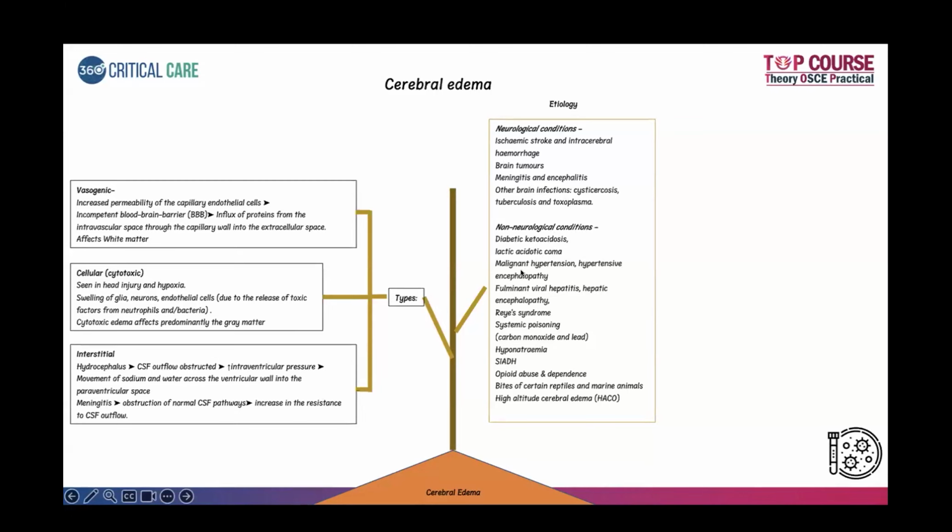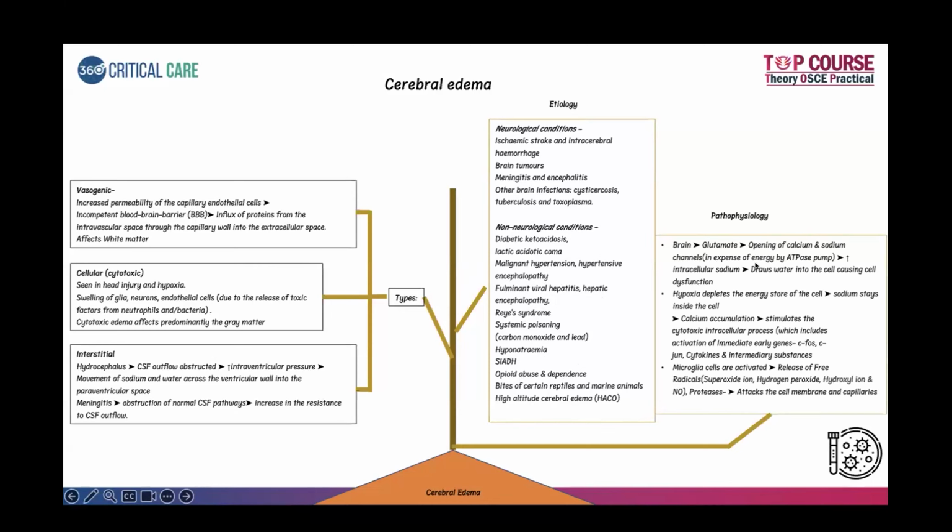Lactic acidosis, malignant hypertension, we talked about the PRES syndrome, hypertensive encephalopathy, fulminant viral hepatitis, hepatic failure, Reye's syndrome, carbon monoxide poisoning, hyponatremia, SIADH, opioid abuse and dependence, some sort of bites of reptiles and marine animals, and also high altitude cerebral edema. So all these are examples of non-neurological conditions of cerebral edema.